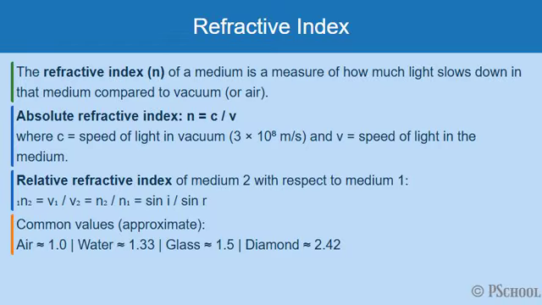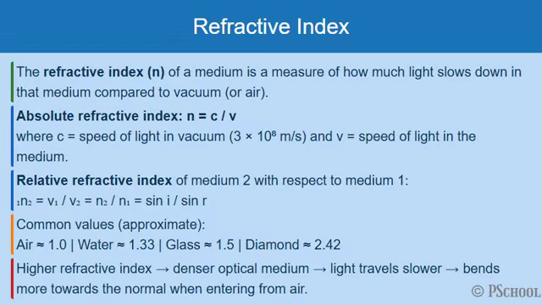Common values to remember: air is approximately 1.0, water is approximately 1.33, glass is approximately 1.5, diamond is approximately 2.42. Higher refractive index means the medium is optically denser, light travels slower, and bends more towards the normal when entering from air.